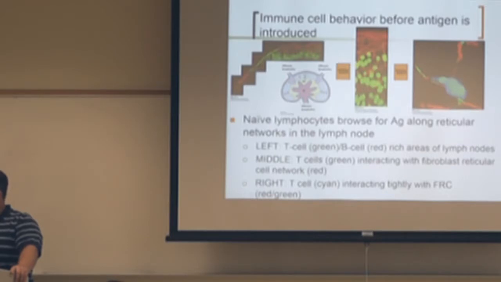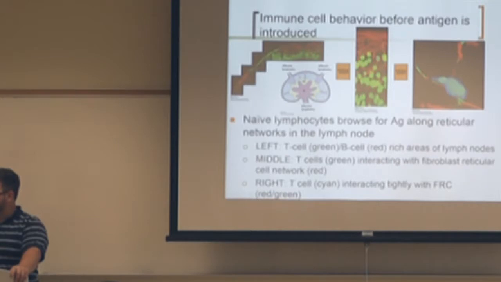Lymphocytes moving along these, so we have our green T cells and red B cells, and we have areas that are rich in B cells and areas that are rich in T cells. And then in this middle screen you can see T cells, which are green, interacting with the fibroblastic reticular cells, the FRC, remember? That's your fibroblastic reticular cell network in red, and these T cells, if you saw the movie, would be moving along, following the path of these FRCs.